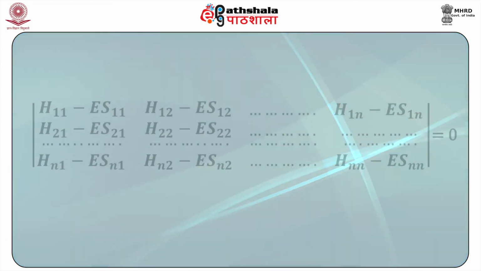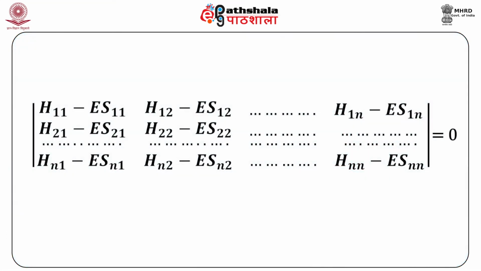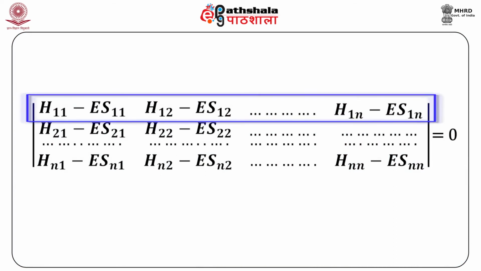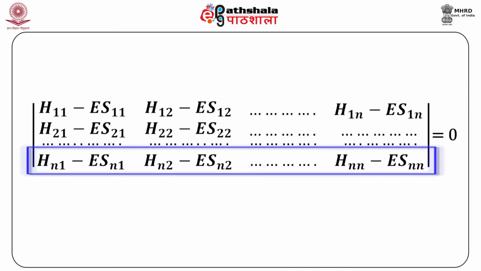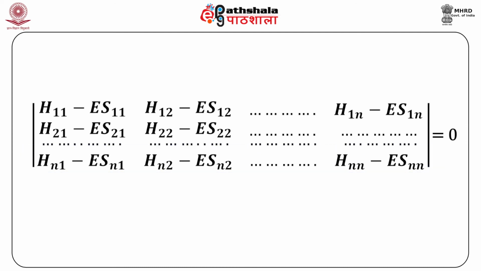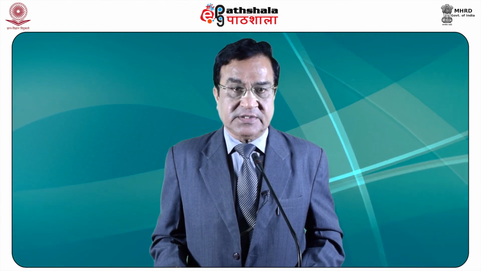Extending this argument, if we had n functions, then our determinant would have been of order n by n, and it would have been as it is shown here. The first row is from H11 minus ES11, and it goes up to H1n minus ES1n. And then the last row would be, as you can see here, Hn1 minus ESn1, and it goes up to Hnn minus ESnn. And this secular determinant should be equal to 0. One can get the corresponding approximate energies.